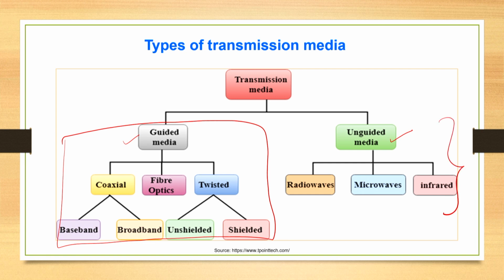unguided transmission media. Guided transmission media may be coaxial cable, fiber optics or the twisted pair. Coaxial cable can be further categorized as baseband or broadband, and twisted pair will be categorized as unshielded and shielded. So, let us start discussing about this guided transmission media.